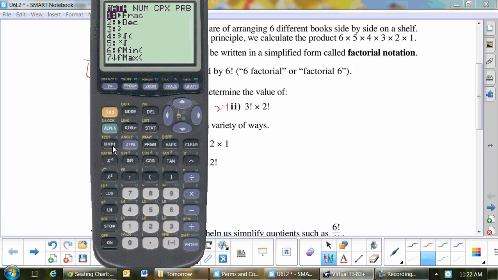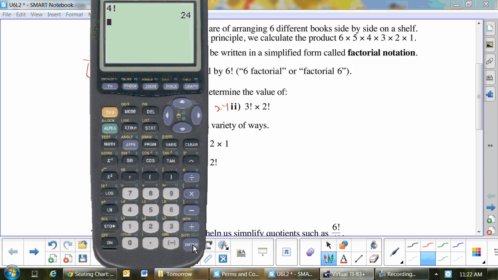Use the math button, and you're going to have to go 1 left or 4 right, whatever you want. It's cyclic, right? So if you go 1 left, you're in probability. Now you should see it down in 4. So you can scroll down there, press 4, and there you go. That means 4 times 3 times 2 times 1. So hopefully that gives us 24. Now that's awesome.